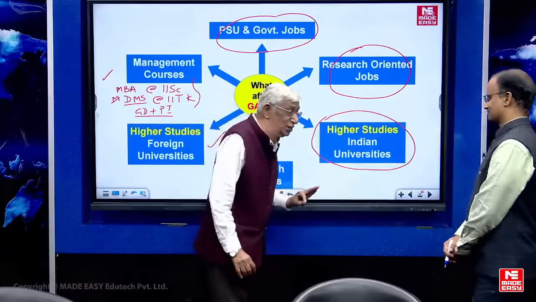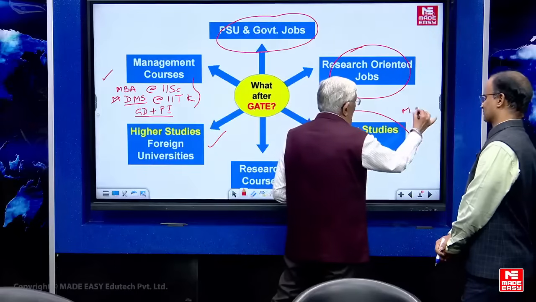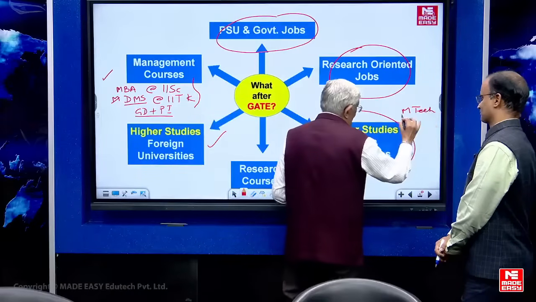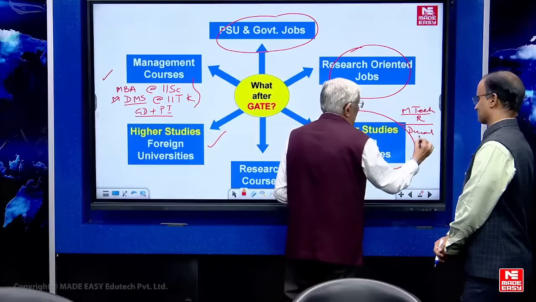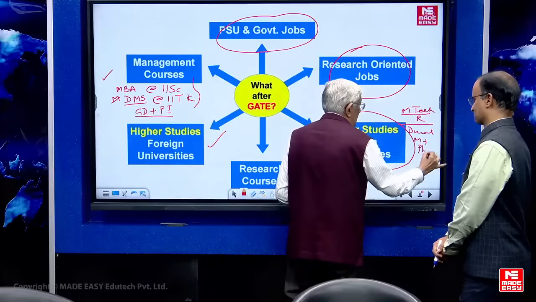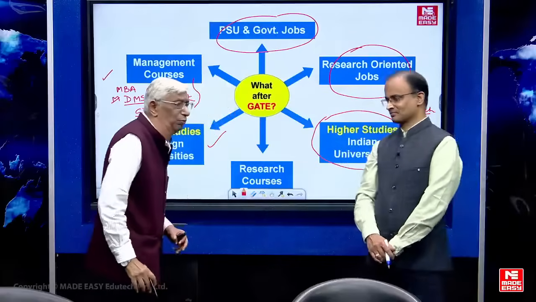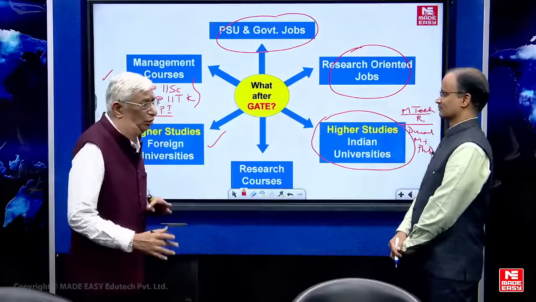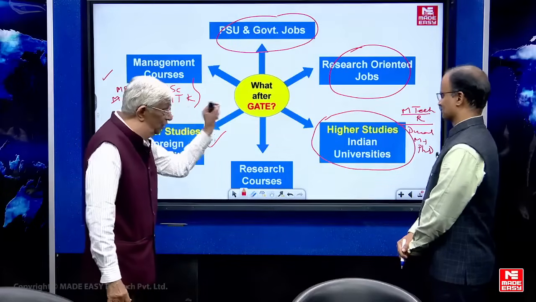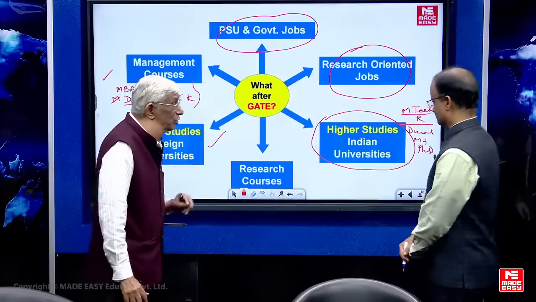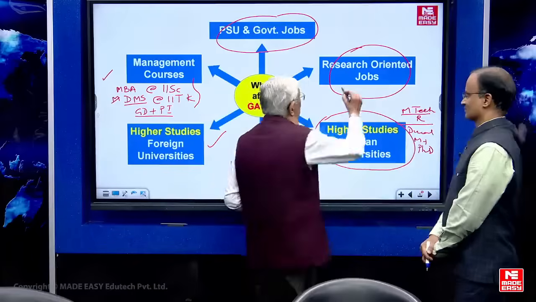When we talk about higher studies in Indian universities, essentially we are talking about admission to M.Tech, M.Tech by research, and dual degree, that means M.Tech plus PhD. It's an integrated 5 years course, but there is an option to drop out after completing your course requirements for M.Tech. Research oriented jobs, 3 prime names will come in the list.